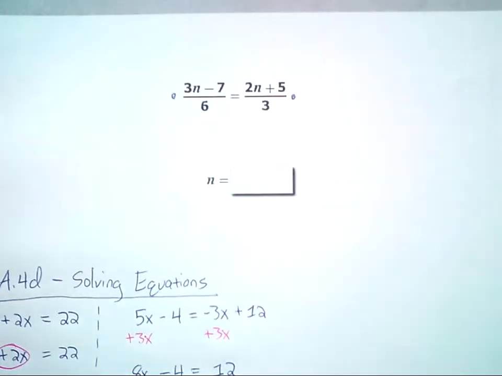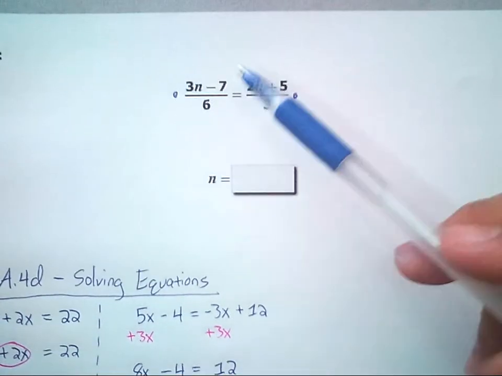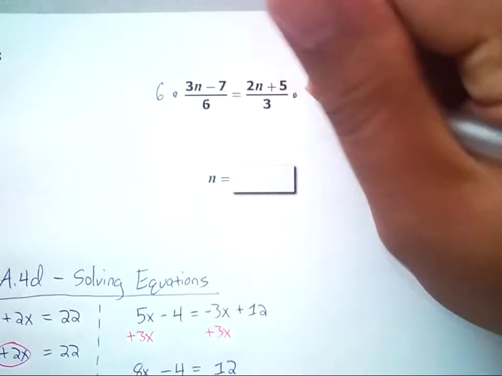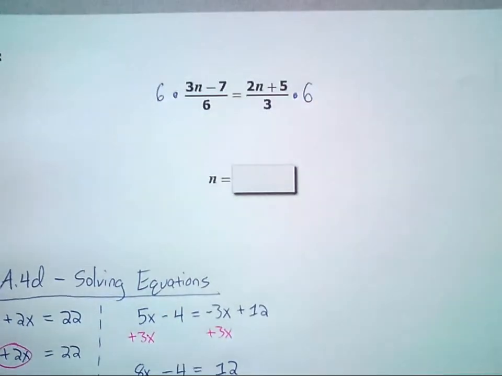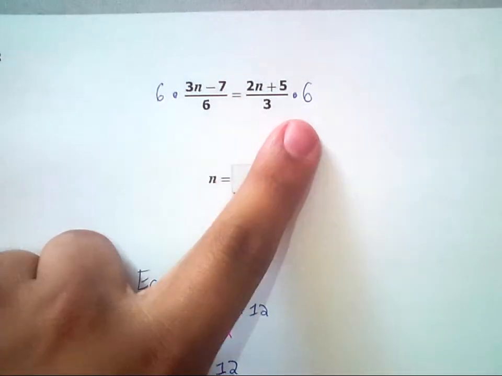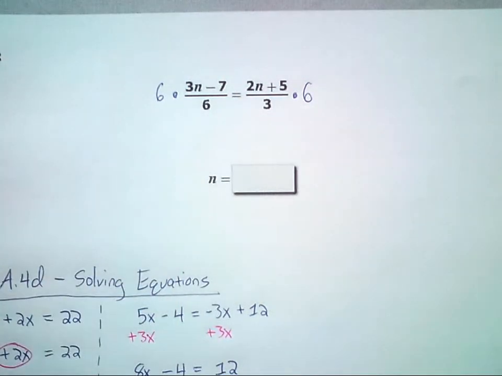But what exactly are we going to multiply? Well, we need to multiply a number that's divisible by both 3 and 6. It just so happens in this case, that's 6. So we're going to multiply both sides by 6. We can do this because the multiplication property of equality says as long as you multiply both sides by the same thing, you're all right. And that's what we're doing.